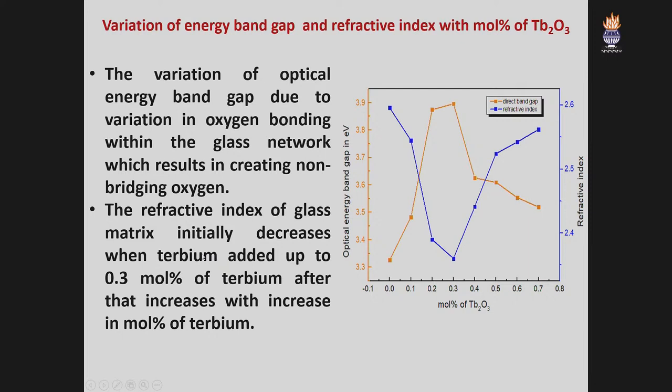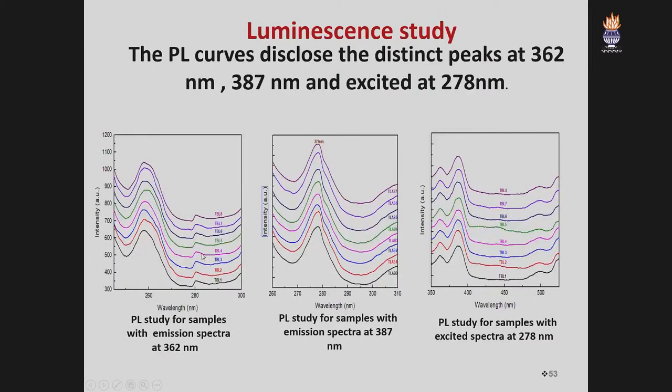So that matches, and we have plotted that refractive index versus terbium trioxide. This is exactly the opposite variation of our energy band gap, so it's as expected. And these are the luminescence spectra. The PL curves show distinct peaks at 360 nanometer and 387 nanometer, which is excited at 270 nanometer.